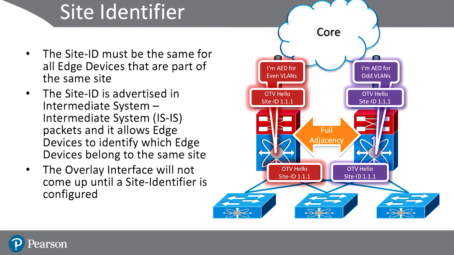The edge devices form an adjacency on the overlay as well as on the site VLANs, which is called the dual adjacency. This allows the adjacency between the edge devices in a site to be maintained even if the site VLAN adjacency gets broken due to connectivity problems. The overlay interface will not come up until a site identifier is configured.